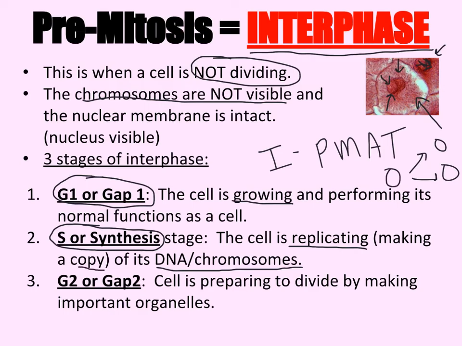The final stage of interphase is called the G2 or gap 2. This is when a cell is preparing to divide by making important organelles. So we know eukaryotic cells contain many organelles, so they may be replicating or making mitochondria or chloroplasts, rough ERs, whatever. It is making new organelles getting ready to divide.